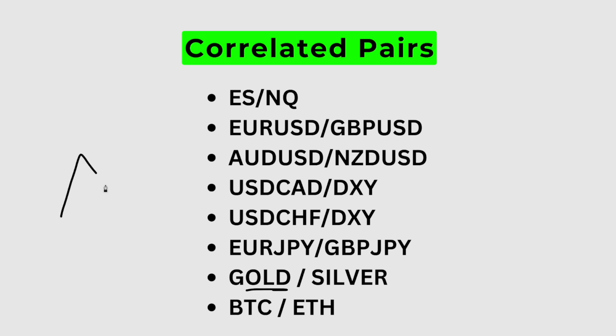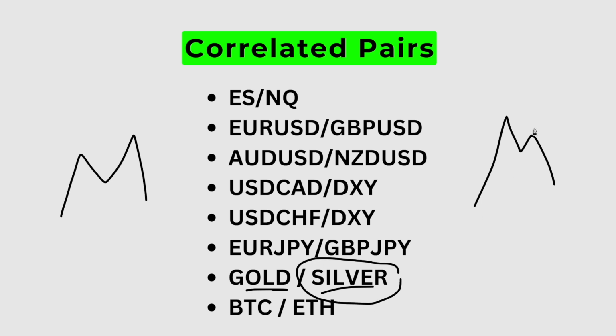If gold makes a higher high, but silver makes a lower high, which one of the two will be the weaker asset? It is going to be silver, because silver didn't have enough strength to sweep liquidity. So this will be the one that I will be selling when compared to gold.